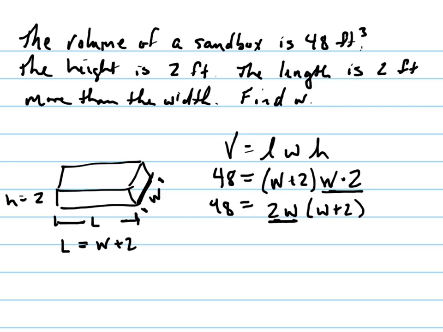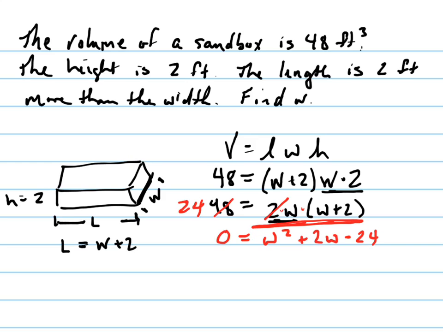So before I complicate this problem, I'm going to divide both sides by 2, and I'll get 24 right there. I don't have to divide these things by 2 because this entire thing is being multiplied together. I've got 2 times w times quantity w plus 2. So I divide both sides by 2 and I get that answer. Now when I distribute in, and notice I'm setting it equal to 0, I'm moving the 24 over to the other side.